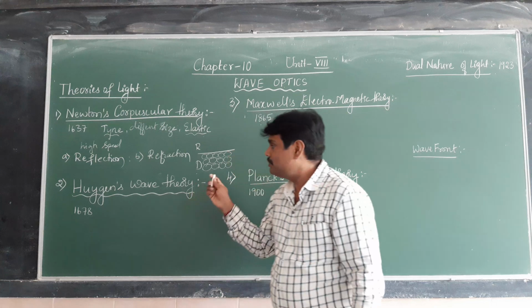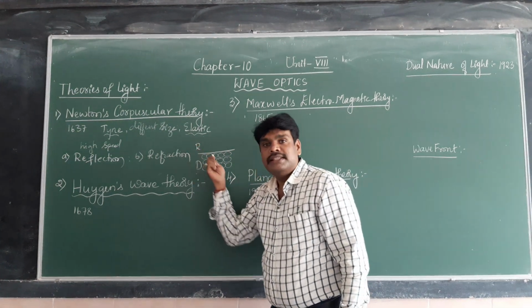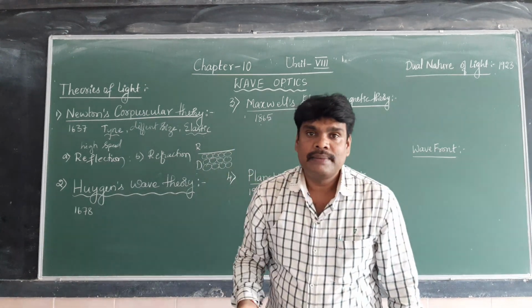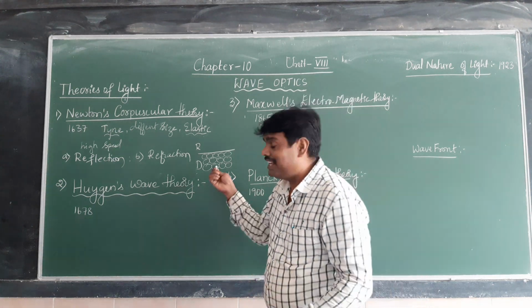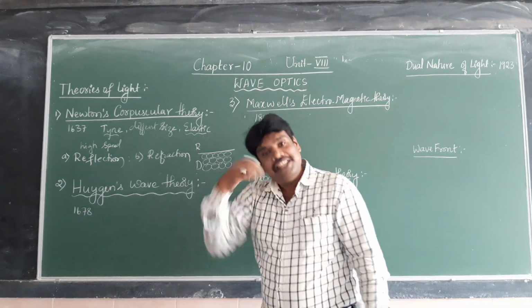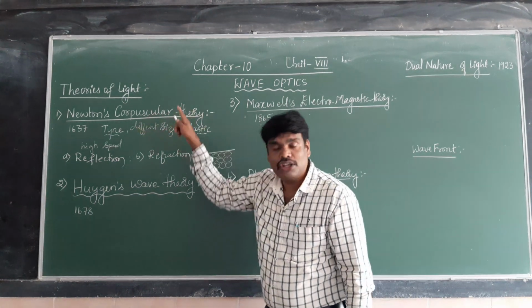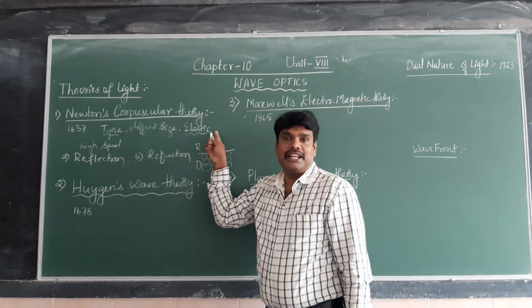So what assumption has he made? When a ray of light travels from rarer medium to denser medium, the speed of the light increases. Actually, you know that the speed of light does not increase in denser medium. Actually, it decreases in denser medium. But according to Newton's corpuscular theory, the speed is more in denser medium than rarer medium.